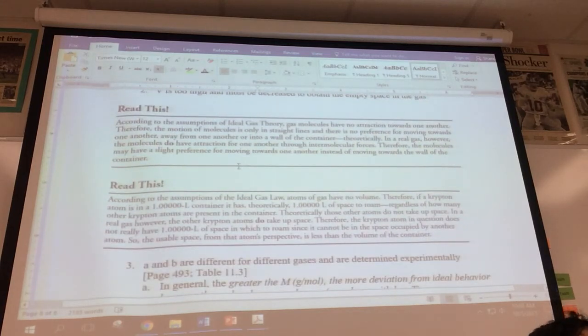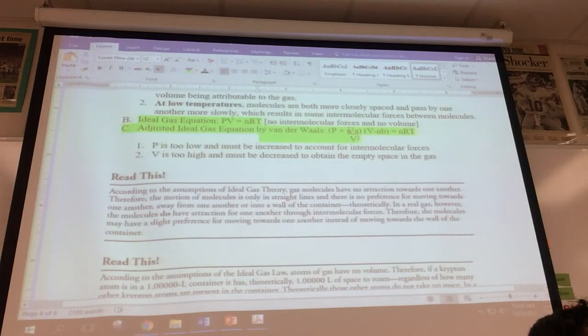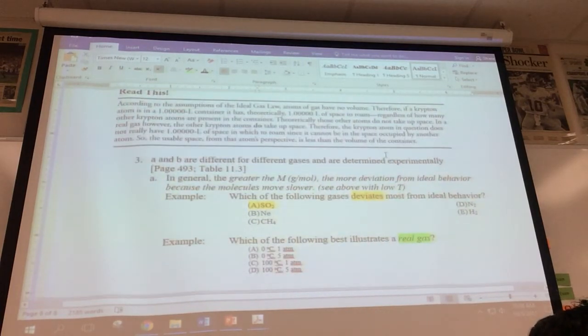There were 2 pieces from the POGIL packet that I thought might be helpful. It's a little tricky. I'll let you read it on your own. You increase to adjust for the low pressure. You decrease to adjust for the high volume. These are the 2 types of questions that you're going to see. It says in general, I think. In general, the greater the molar mass, the more deviation from ideal behavior because the molecules move slower.